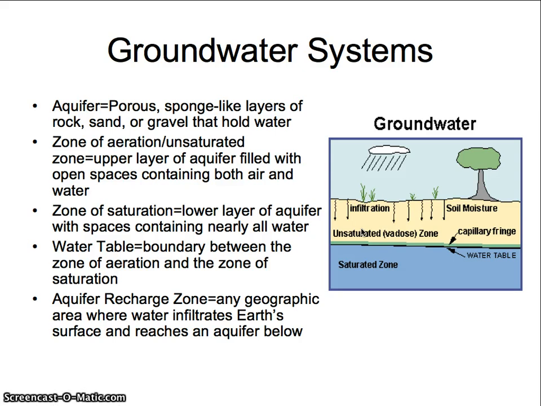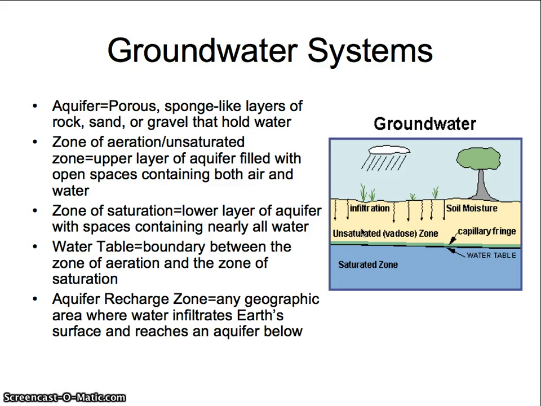The first one is an aquifer. An aquifer is a porous, sponge-like layer of rock, silt, and gravel that holds water. Most of you probably are on a well system for water, so that means you're part of an aquifer.